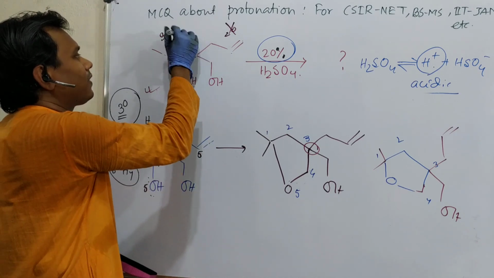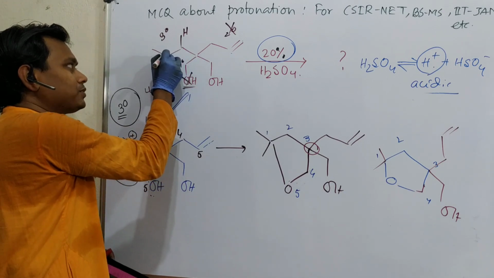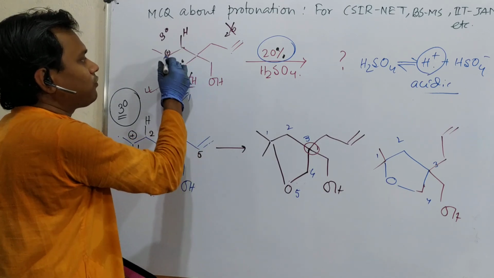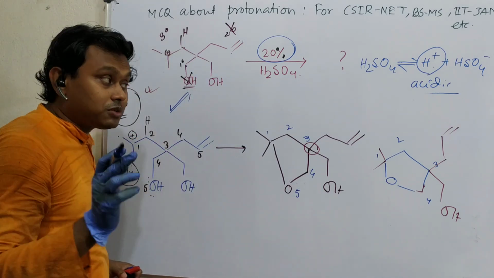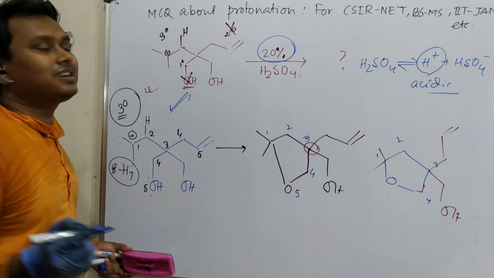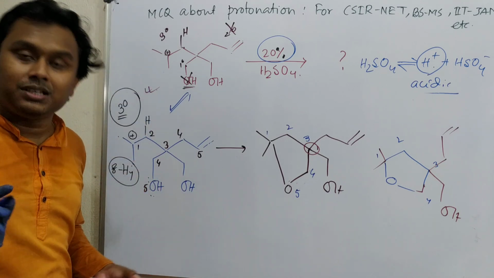So protonation will occur here, and after that a carbocation is produced. With respect to the carbocation, check the number 1, 2, 3, 4, 5. Oh fine, this is a 5-member ring formation, because we know 5-member ring formation is very easy, and after that this will leave and result in ether formation. So point number 1: 5-member ring, 5-member ether formation.